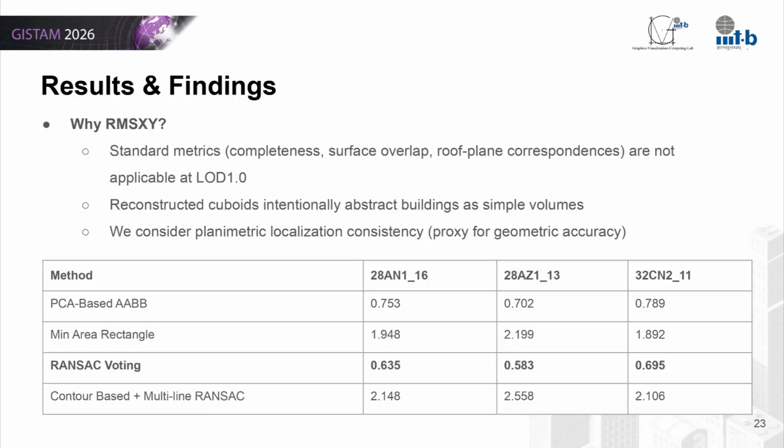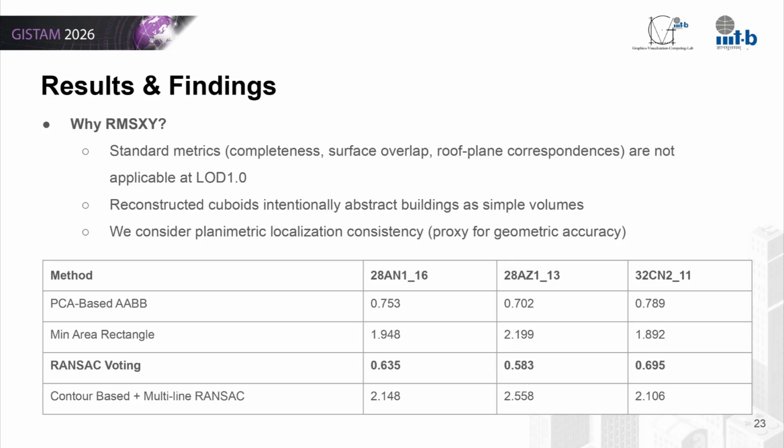So we have already seen the qualitative results. Now on the quantitative side, we use RMSXY, which is an error metric. So lower values indicate better performance. But please note that this is a proxy metric for planimetric accuracy, since standard higher level of detail evaluation metrics such as completeness, surface overlap and so on are not applicable at this level of abstraction, and we evaluate this only on the HN3 dataset, which is ALS, as the MLS data is quite incomplete and the centroids often fall within the vertical walls.